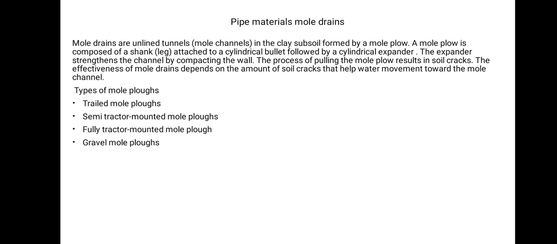Then pipe materials for mole drains. Mole drains are unlined tunnels in a clay subsoil formed by a mole plow. A mole plow is composed of a shank leading to a cylindrical bullet followed by a cylindrical expander. The expander strengthens the channel by compacting the wall. The process of pulling the mole plow results in soil cracks. The effectiveness of mole drains depends on the amount of soil cracks that help water movement toward the mole hole. Types of mole plows are trailed mole plows, semi-tractored and fully tractored gravel mole plows.